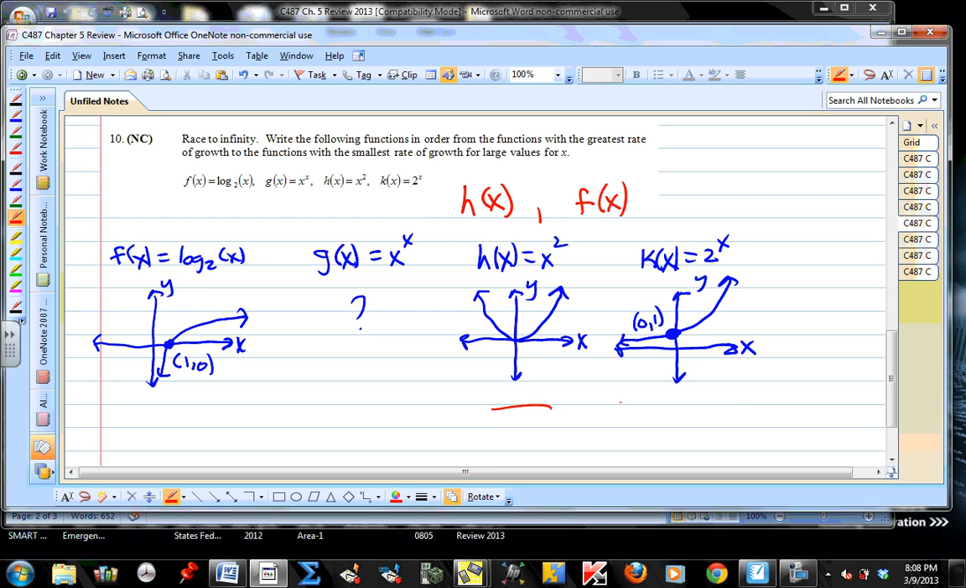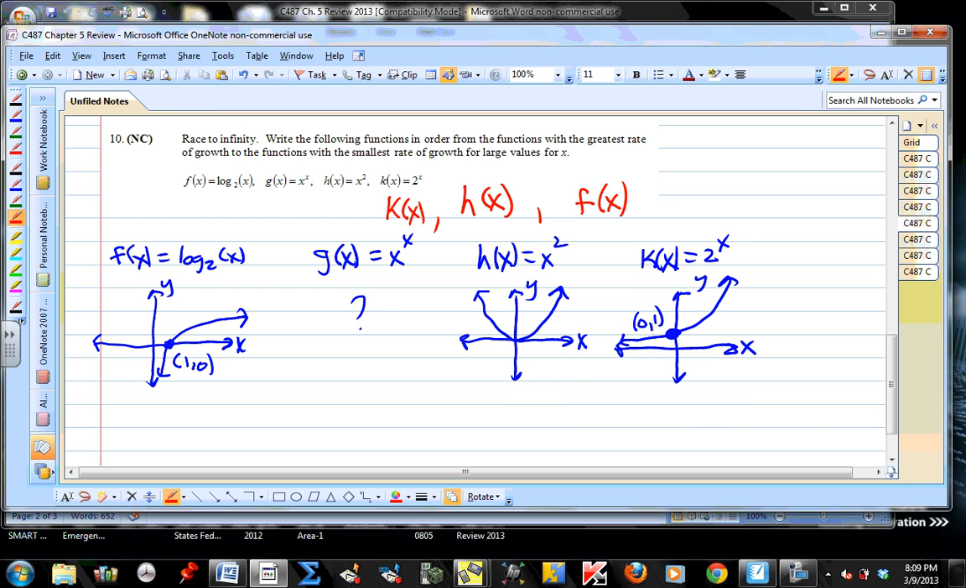Now let's compare the quadratic with the exponential. As x goes to the right, as x gets bigger, let's think of something like 10 billion. What's going to be a larger number? 10 billion squared or 2 to the 10 billionth power? Well, raising 2 to a huge exponent is going to make the values increase more rapidly. So k of x grows faster than h of x. This one will go first.